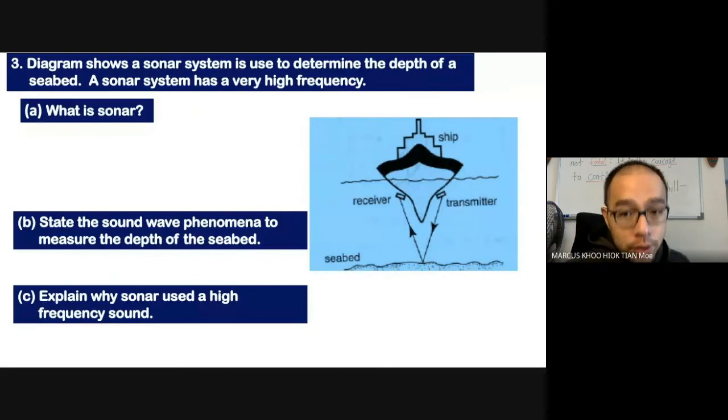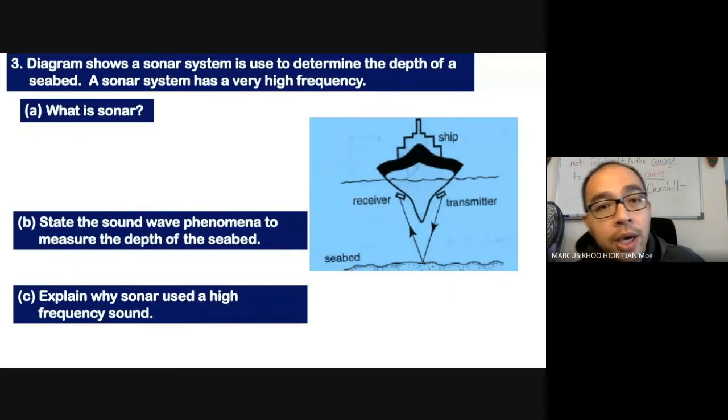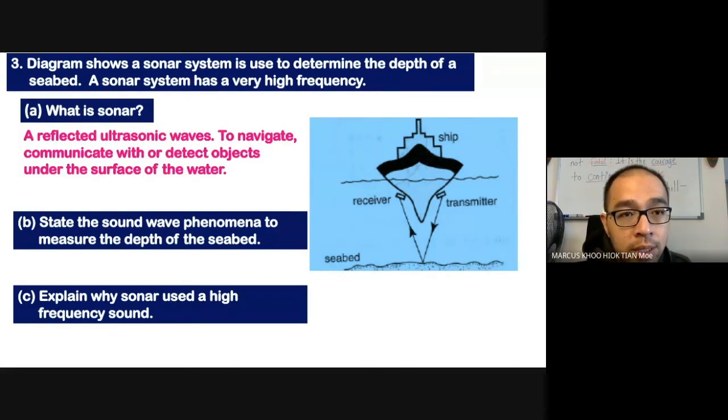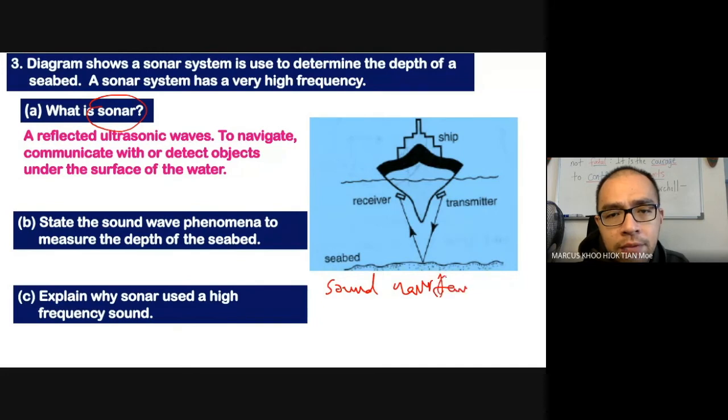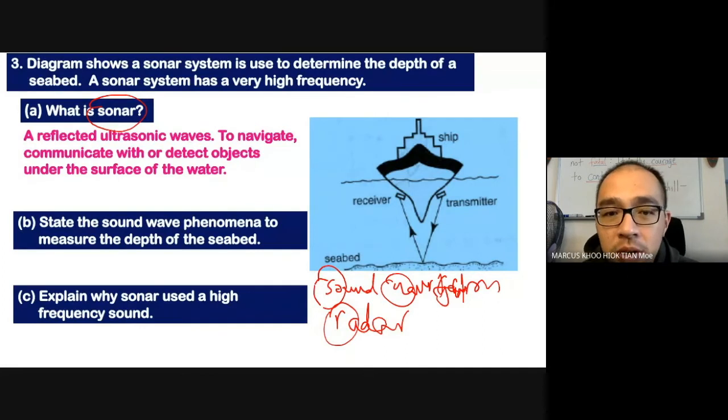Now one of the most important, if not the most important, is the sonar system. So what is a sonar? Sonar is a reflected ultrasonic wave. Sonar is short for sound navigation radar. I can't really remember the exact wording, but it uses the same concept. It sends out ultrasonic waves and is used to navigate, communicate with, or detect objects under the surface of the water, so that the ship doesn't crash into them or have a second Titanic happen.